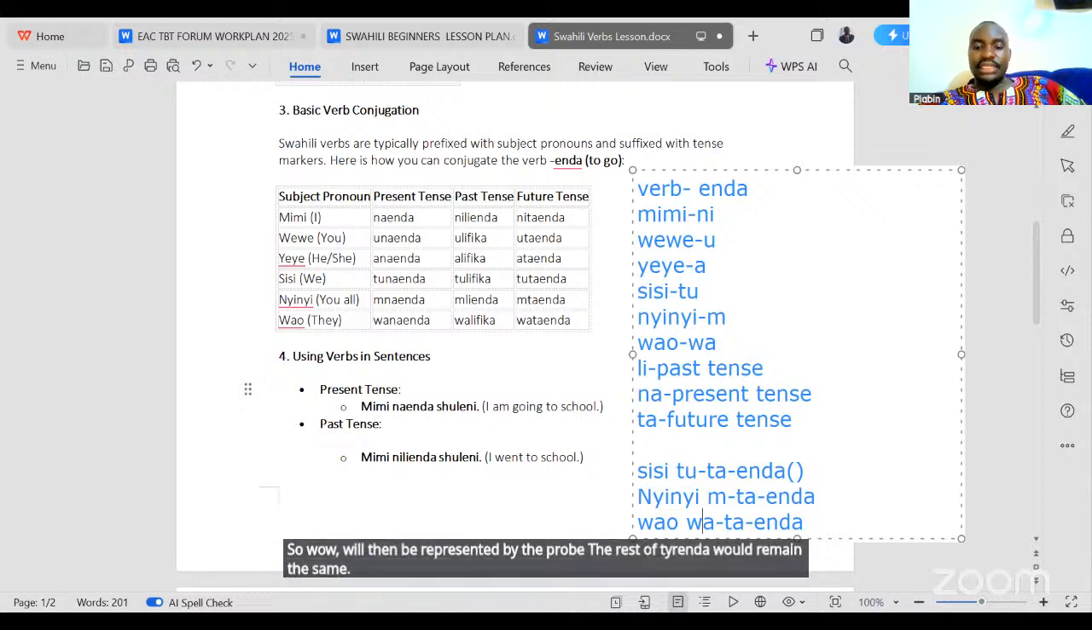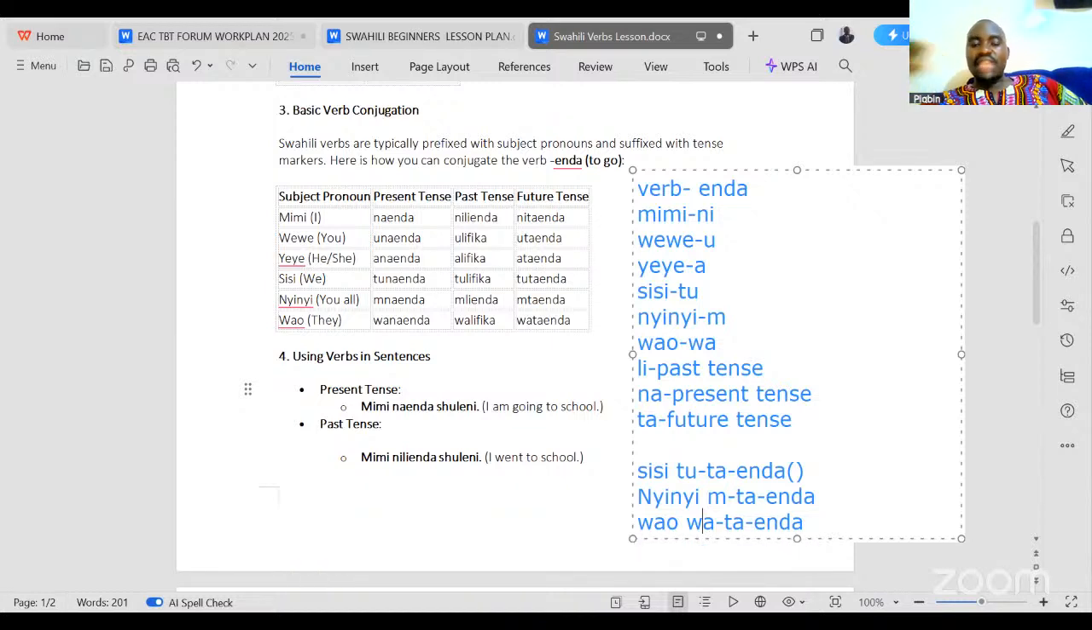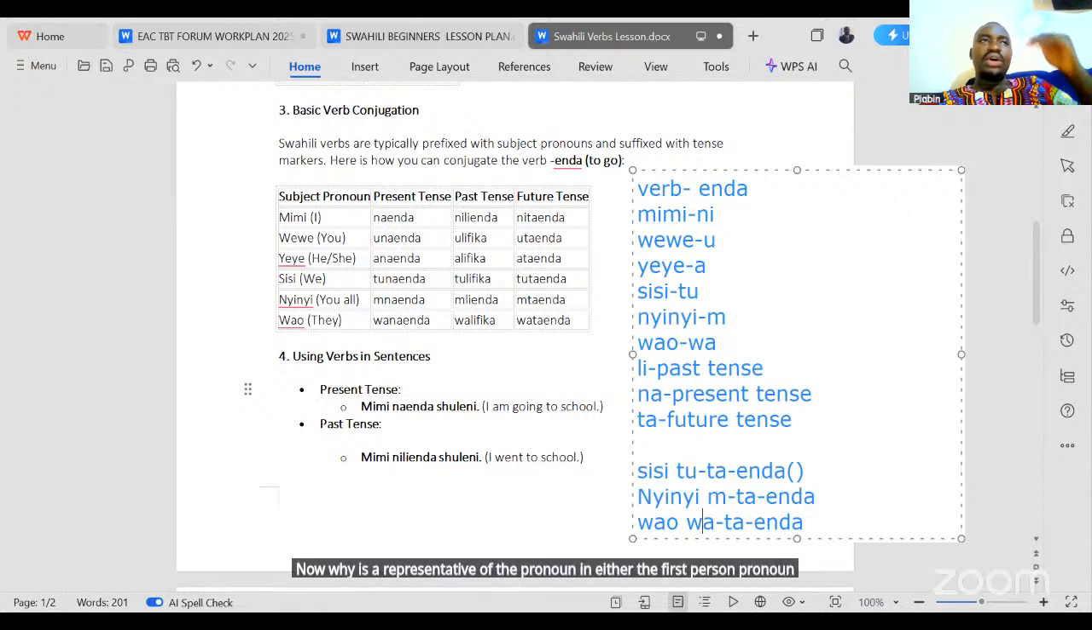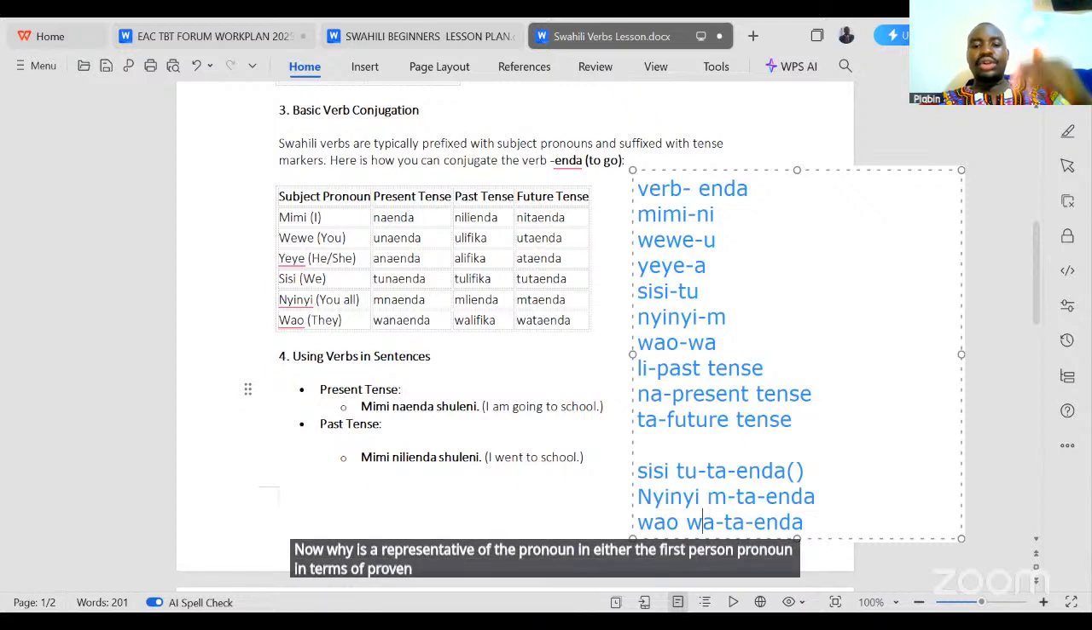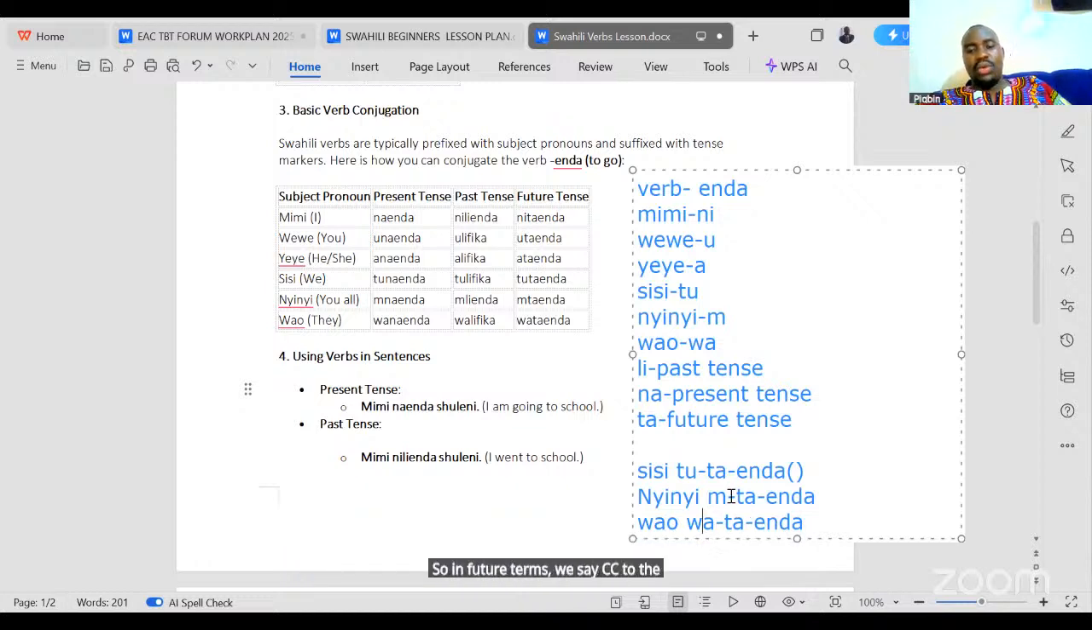This is in future tense, because the ta represents the future tense. Tu, m, and wa are representatives of the pronouns: in plural, the first person pronoun is tu, the second person pronoun is m, and the third person pronoun is wa. So in future tense, you say sisi tutaenda, while in the present tense, you say sisi tunaenda, nyinyi mnaenda, and wao wanaenda.